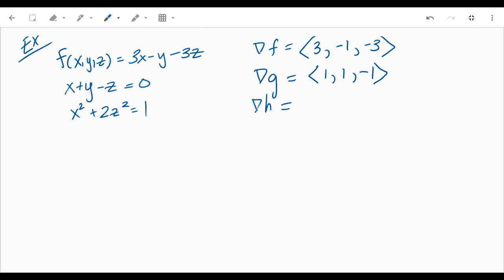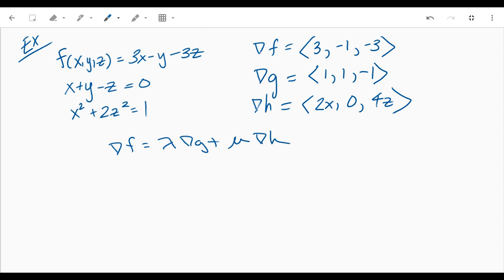And then we're going to call this guy h. So that would be 2x, 0, 4z. Okay. So now you would do the gradient of f is lambda times the gradient of g plus mu times the gradient of h. They just throw in another variable to use. Okay. So then 3 would equal lambda plus mu 2x. -1 would equal lambda. That helps. -3 equals negative lambda plus mu 4z.